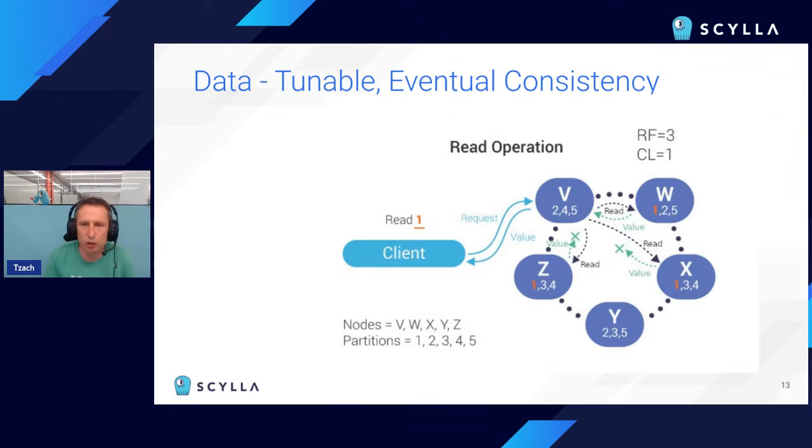The read operation actually works in a similar way. This time, the client chooses to use a consistency level of 1 because they care less about consistency and more about low latency. So even if 2 of the nodes do not respond, it's enough for 1 of the nodes to respond and send a message back.